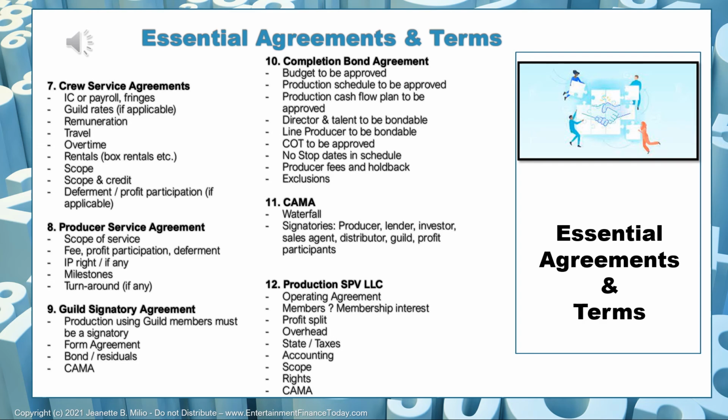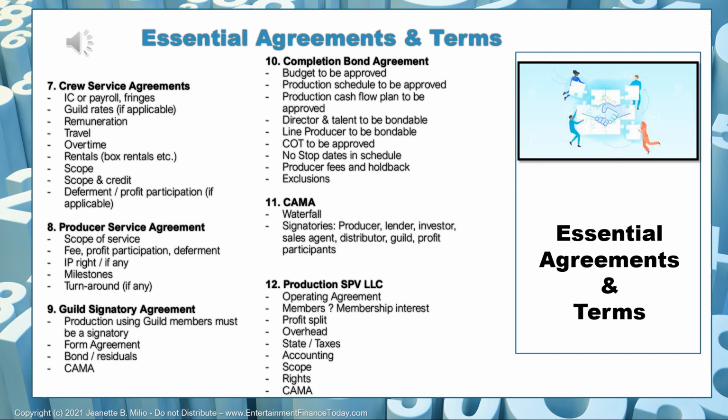And then, of course, there is the CAMA, the Collection Agent Management Agreement, which has designed a waterfall for us that dictates who gets paid what, when from distribution revenues. You usually have signatories in there that are the producer, the lender, the investor, the sales agent, the distributor, the guilds, and any profit participants.